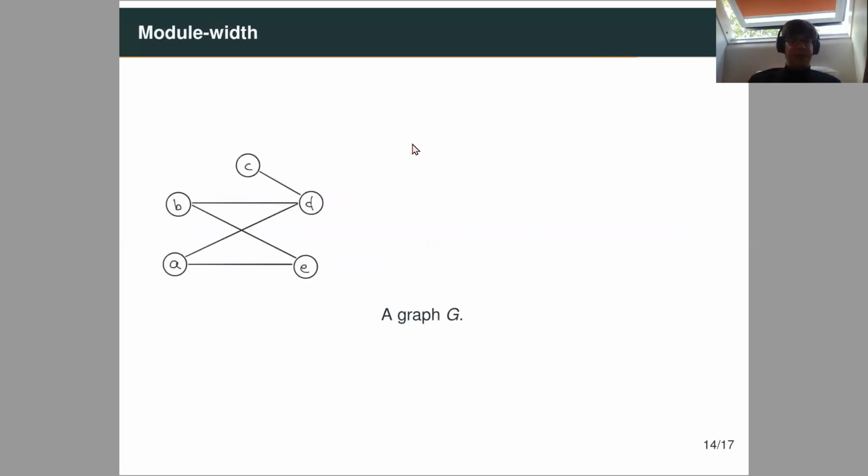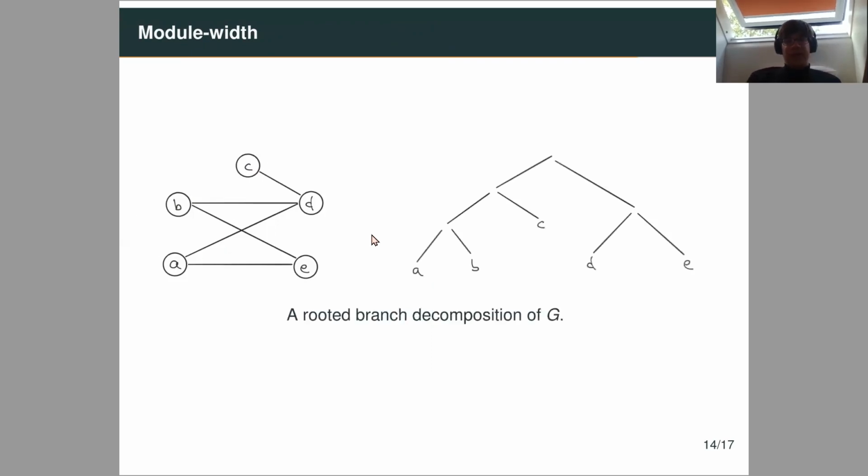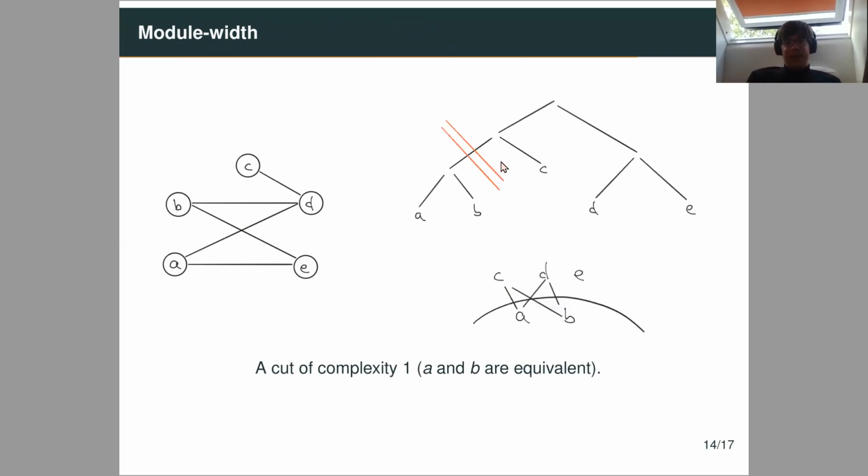This measure is defined as follows. So let's look at this graph G. Then we look at the rooted branch decomposition of G, which is basically a binary tree such that the vertices of G are mapped to the leaves of that tree. Now each edge of this tree induces a cut of the graph, where we can look at the vertices that appear in the subtree hanging below and the rest of the graph. So in this cut, we have the vertices A and B below and C, D, E on the other side.